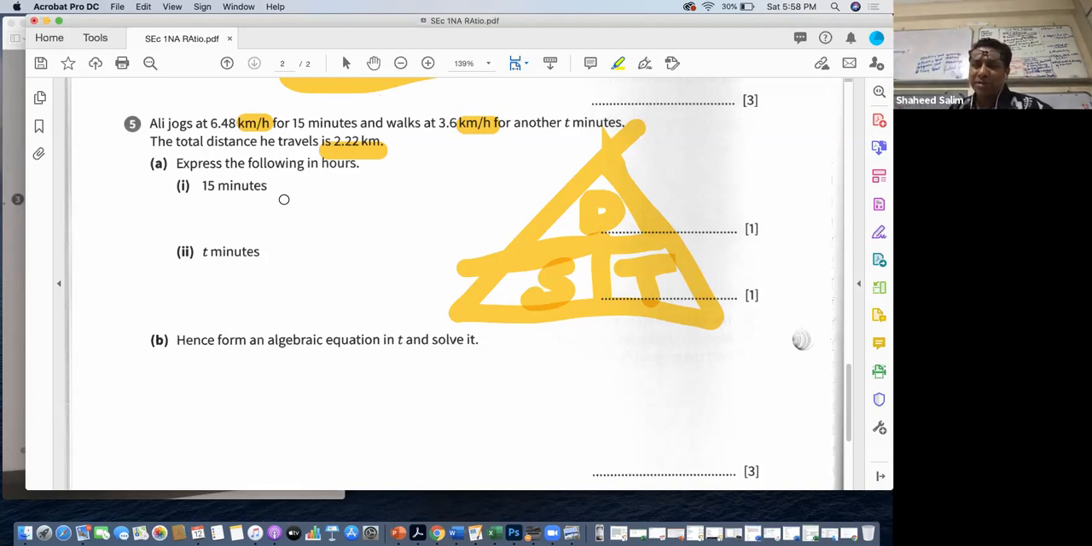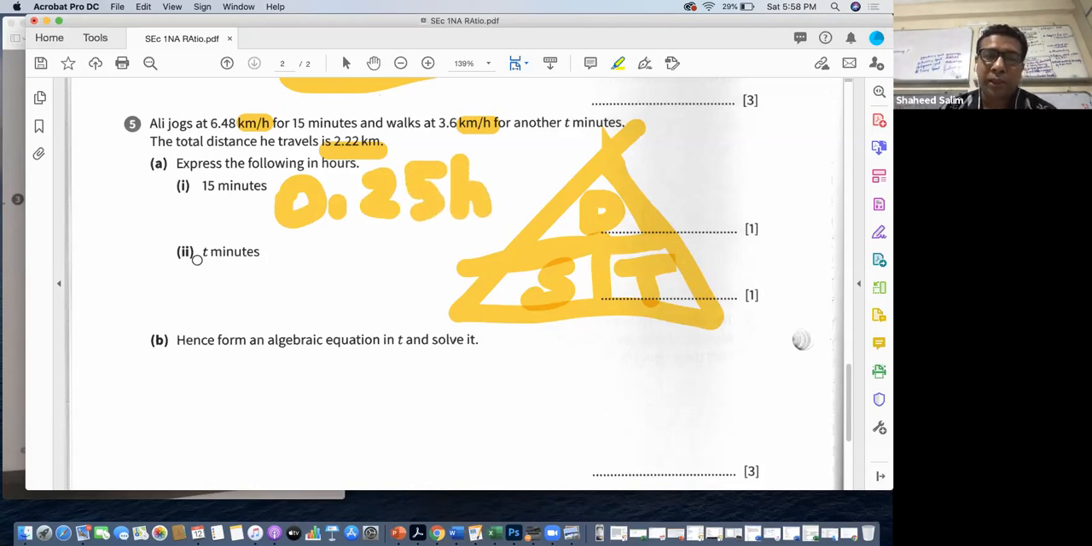1 hour, 60 minutes. You got to divide by 60, mister. Divide by 60. 0.25, or 1/4. Okay, 0.25 is acceptable. You write 0.25 down here, hours.